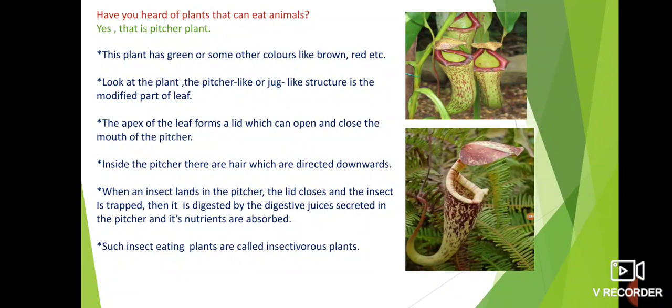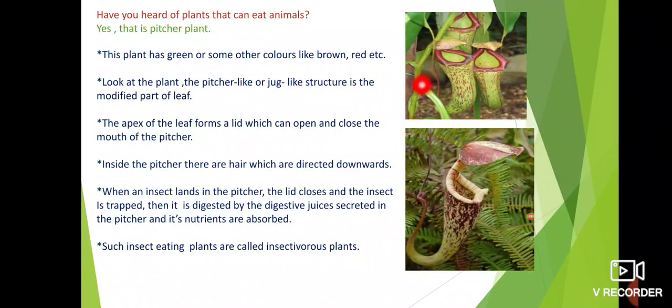See here, some other plants which feed on animals. Have you observed? Have you heard of plants that can eat animals? Yes, such plants are found. That plant is the pitcher plant. This plant is green or has some other colors like brown, red, etc. See the images here.